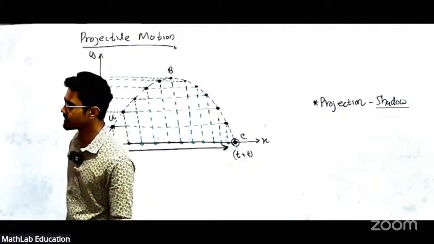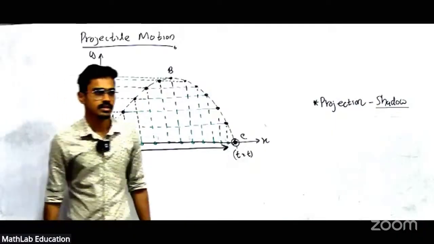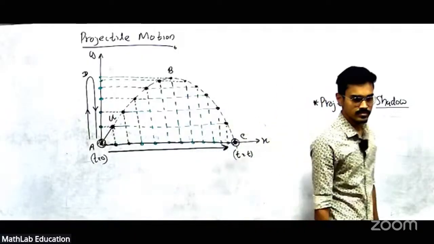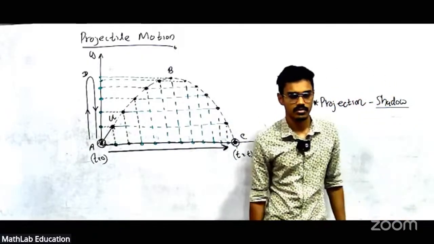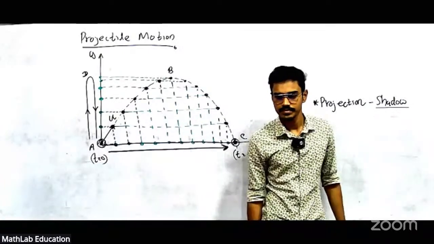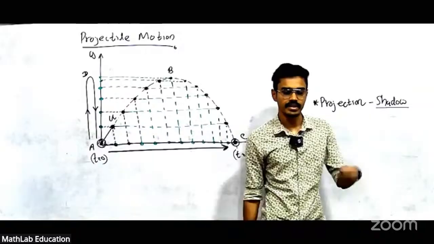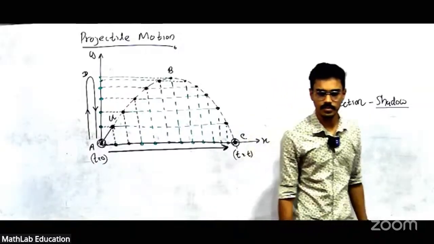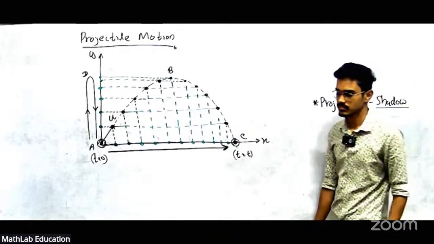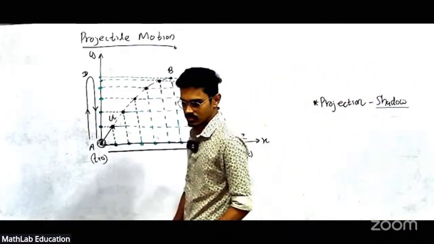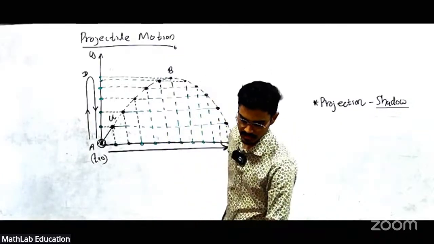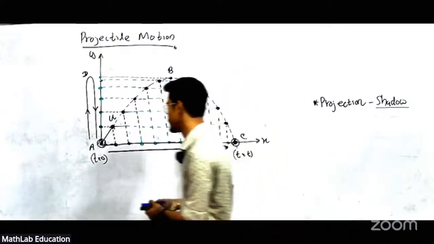In most of the games where balls are used, we have projectile motions, right? Cricket is one of the best examples, right? Bowling, batting, throwing balls and everything are projectile motions. Finished, right? Okay.